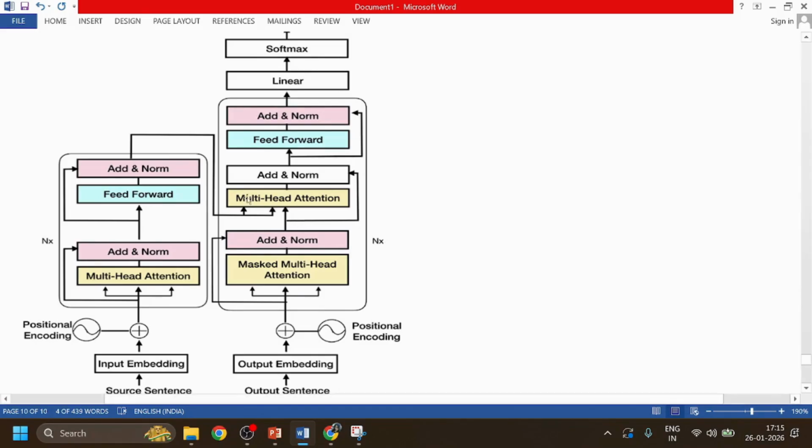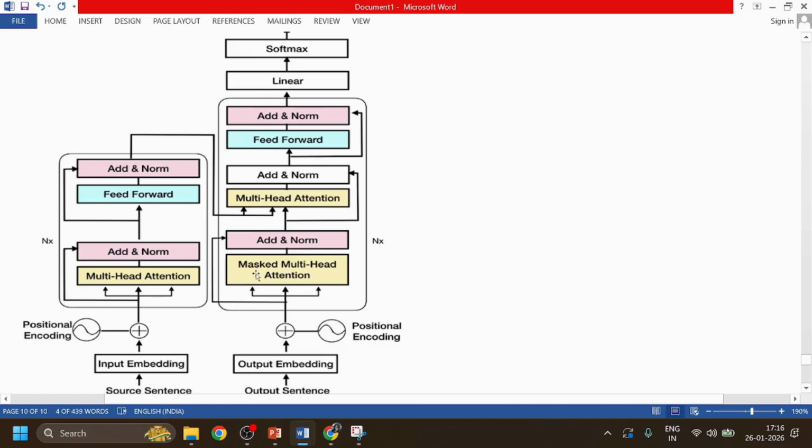Now I'm going to explain the summary of the decoder. Masked attention prevents cheating. This part, encoder-decoder attention, brings the context, and the feed forward neural network refines the representations. Linear and softmax convert vectors into words. These two are used to convert the vector into words. This is the basic summary of the decoder.